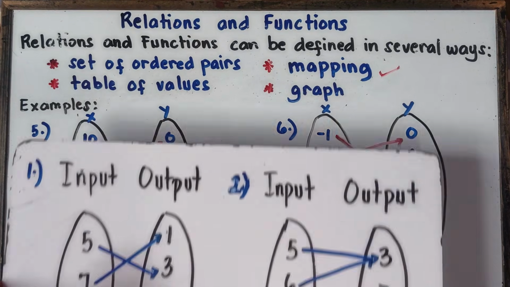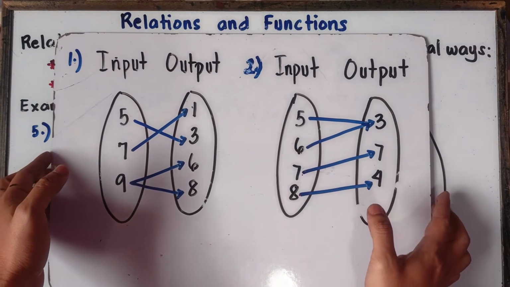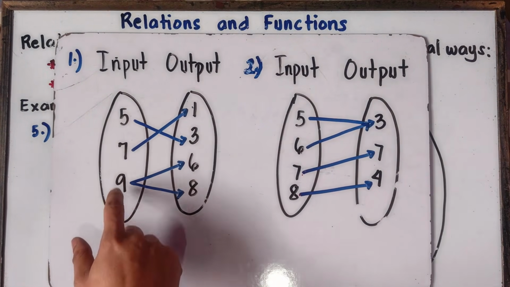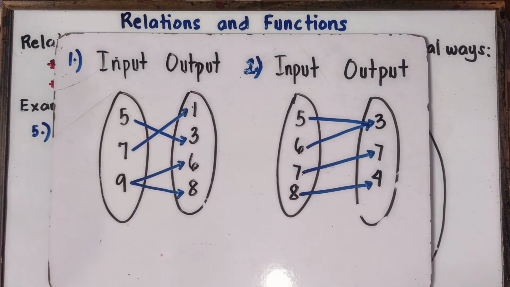Alright, so let's start with example number 1. We have given input, there would be 5, 7, and then 9. And then given output, that would be 1, 3, 6, and then 8. Now question, class, is this a function or not a function? That's correct. Automatic, class, this will not be a function.